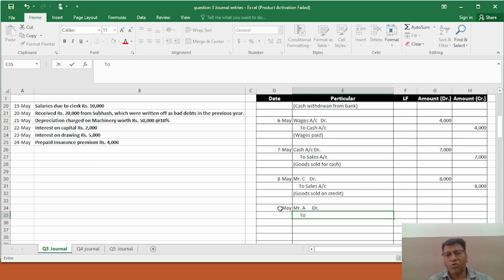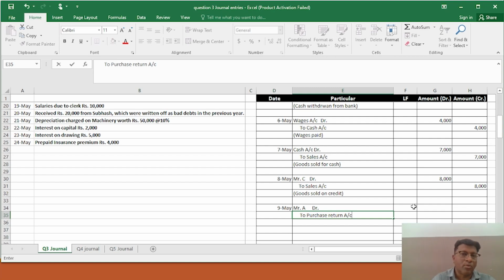The goods you are returning are definitely the goods which were bought by you. So here you have to keep in mind that this is the case of purchase return, because you already purchased the goods and that particular part, or maybe the entire goods, is being returned to Mr. A. So Mr. A debit, and to purchase return. So you have to mention the purchase return word, right?